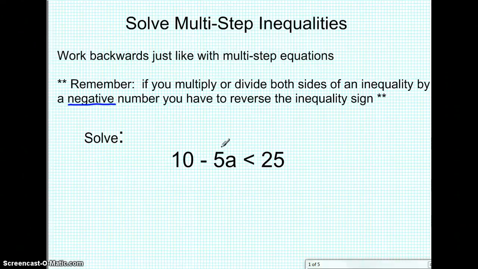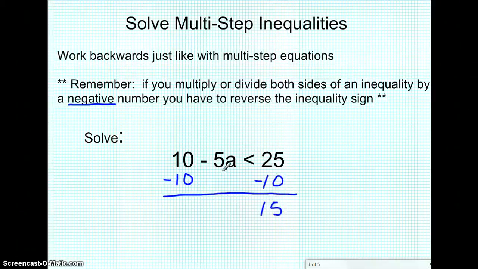All right, so let's try this first one. First of all, I see that I have two steps here, so first I'm going to undo the 10. I'm going to subtract 10 from both sides. 25 minus 10 is going to leave me with 15. And I have not multiplied or divided by a negative number, so I'm just going to bring my less than sign down. And when I took this 10 off, that left me with negative 5a over here.